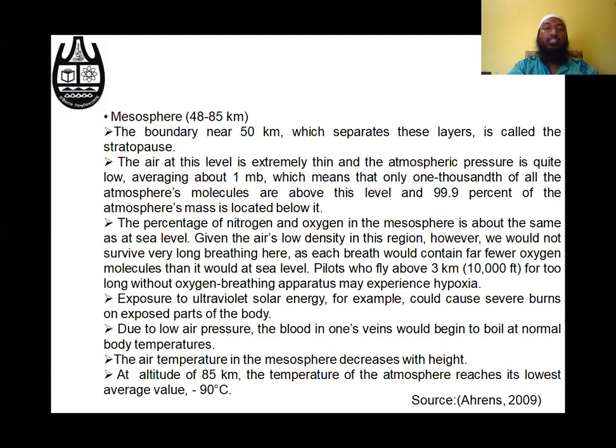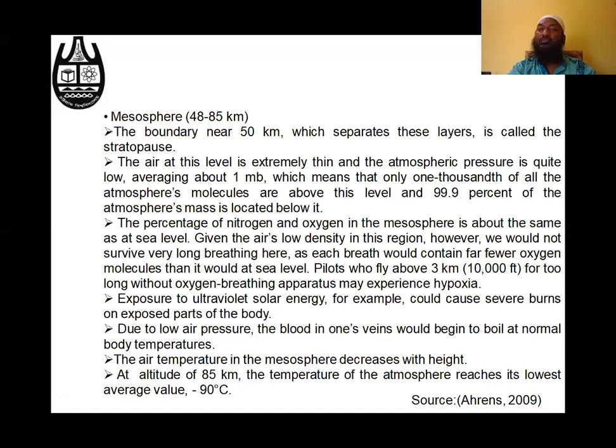The mesosphere starts from 48 kilometers and lasts until 85 kilometers, and the boundary is just about 48 kilometers, above which the air is extremely thin. That means most of the air molecules are below it. It is said that 99% of the atmospheric mass is located below it. That means most of the air is under this layer.